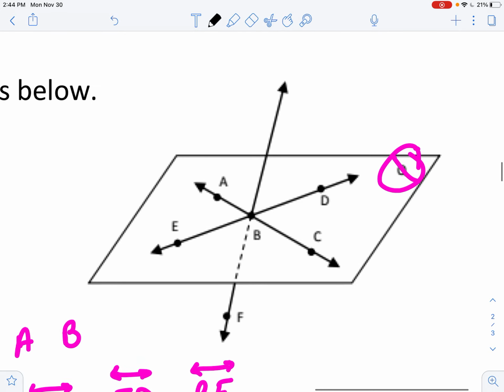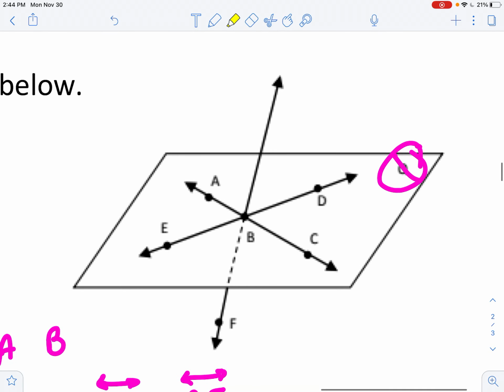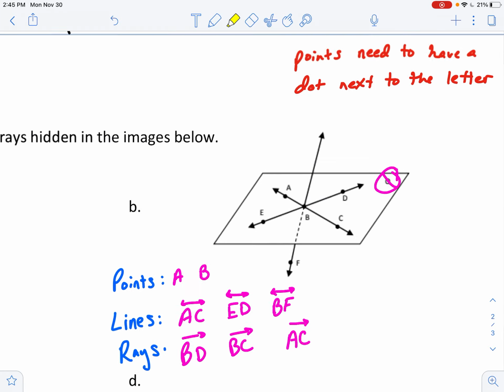So an example here, 3 points that do not form a straight line, A, E, and D would work, or A, B, and D, or A, B, and E, or C, D, and A. As long as they don't form a straight line, I'm good to go.